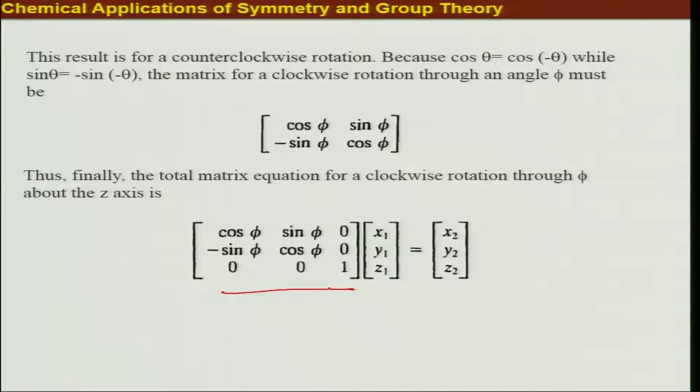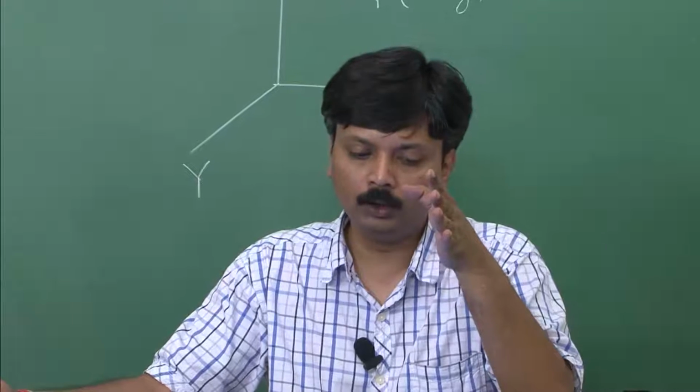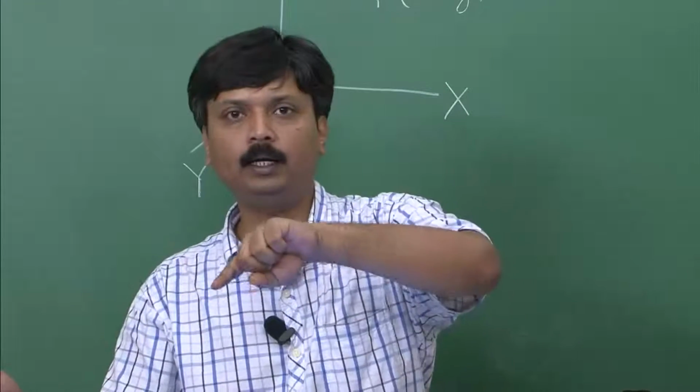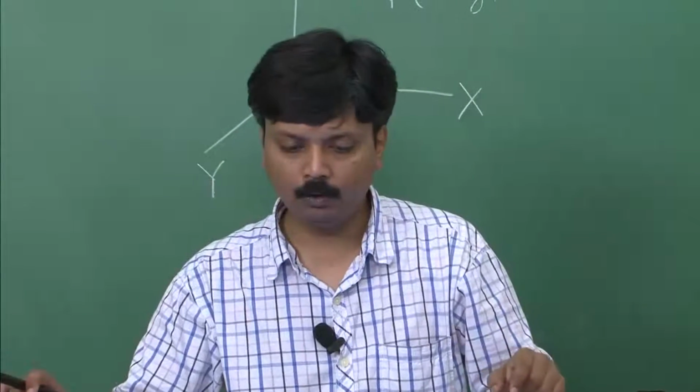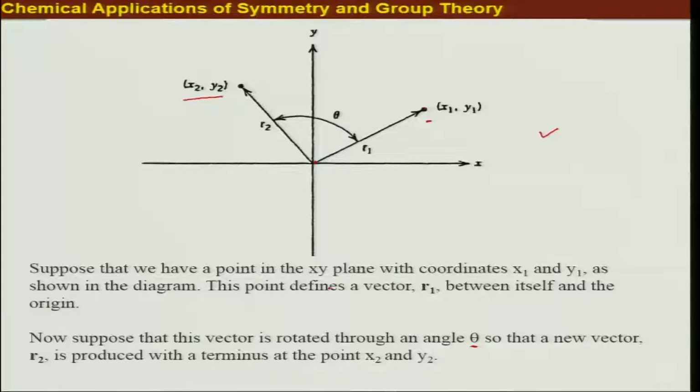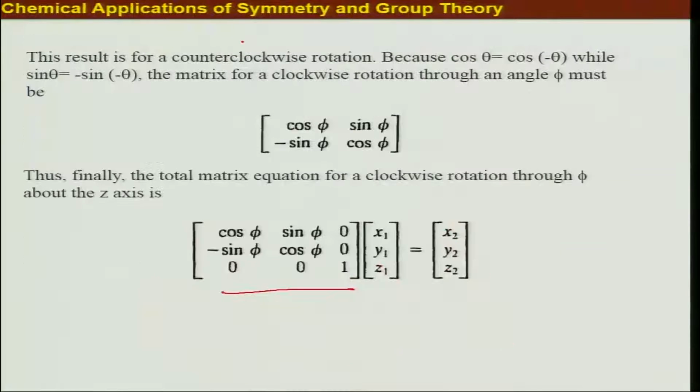It can be either clockwise or counterclockwise. So whatever we did, we rotated in this fashion, right? If we just go back here, we went from x1, y1 to x2, y2, which is counterclockwise, right? So all our derivation so far is based on a counterclockwise rotation.